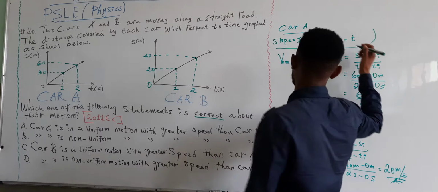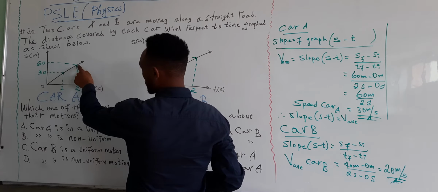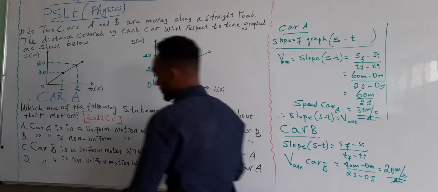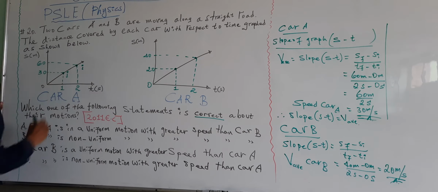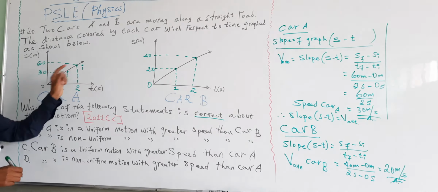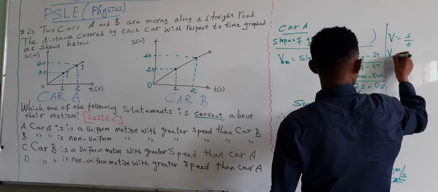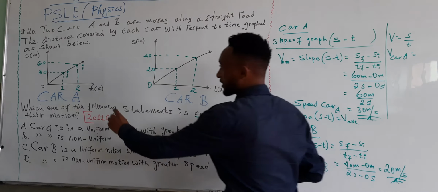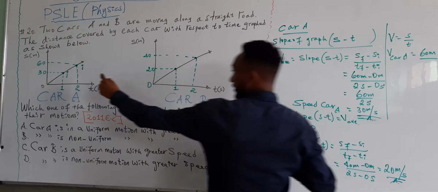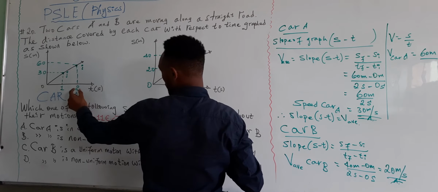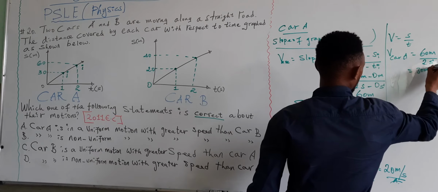Listen, for car A, if we find the speed at this point, let's assume this point is point I and this point is point J. The speed of car A at point I is given by speed equals distance over time. At point I, the distance is 60 meters over the time it takes, which is 2 seconds. This gives 30 meters per second.